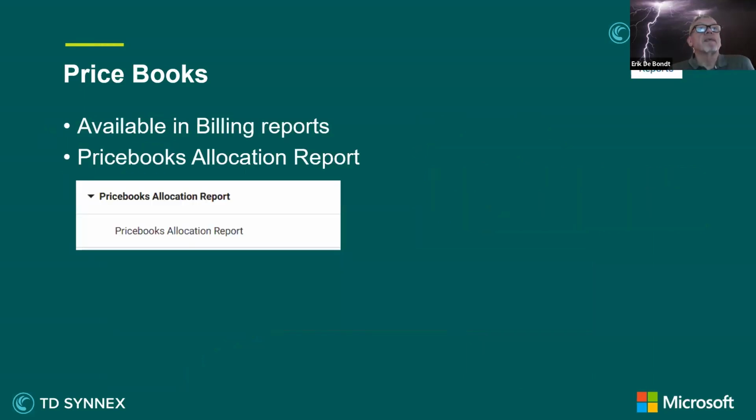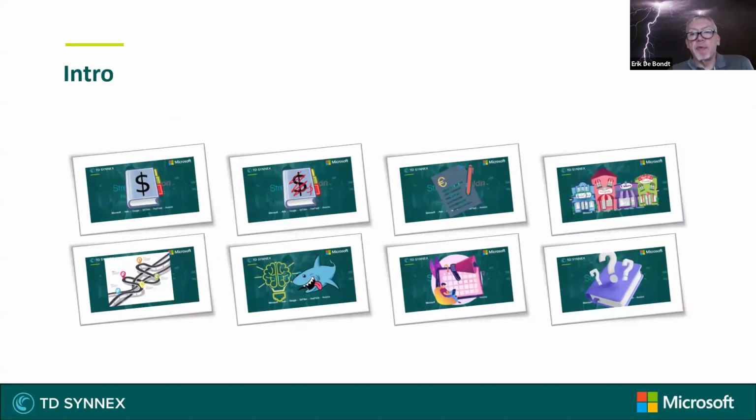Okay. And you can see which customer has which price book allocated for which subscription. If you have questions, please unmute yourself and talk, and ask your question, or put it in the chat window. I'll try to monitor that as well.